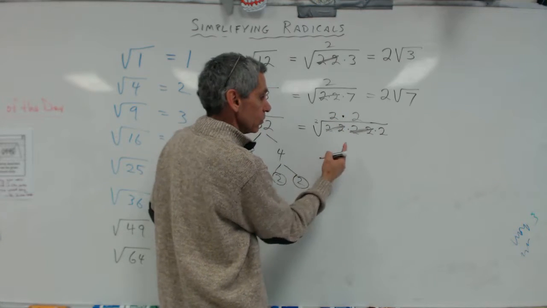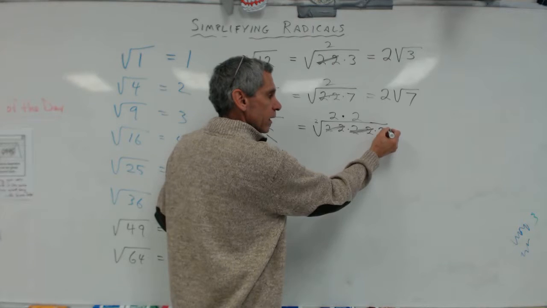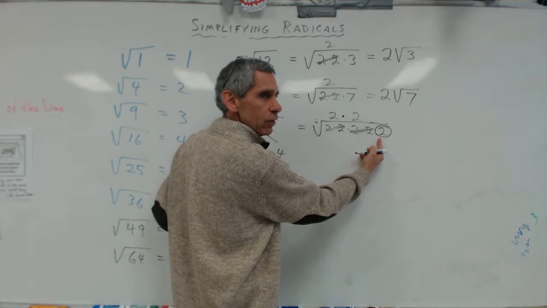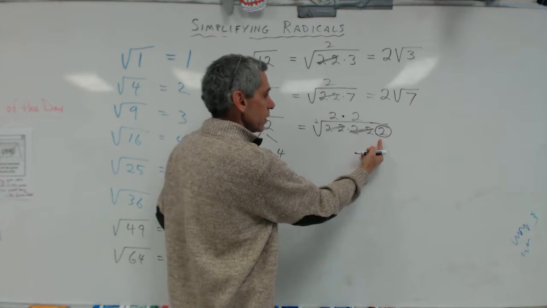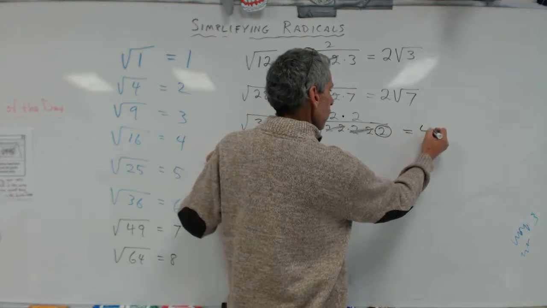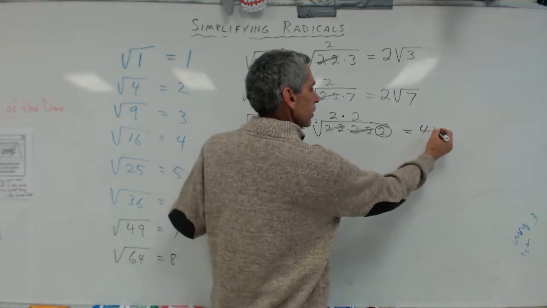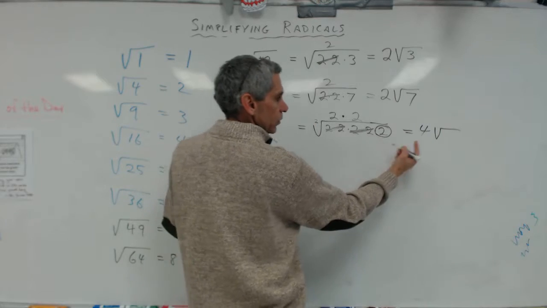That's what's going to happen to those on the outside. So if I put a 4 outside, but I still have this one that doesn't have another pair. You know? 4 under the square root of 2? So yes, it's going to be 4. 2 times 2 is 4. Square root of whatever's left over, which is your 2.